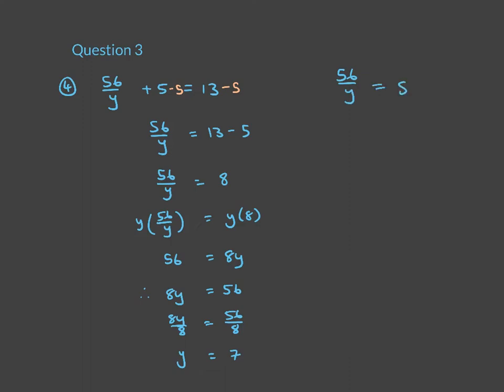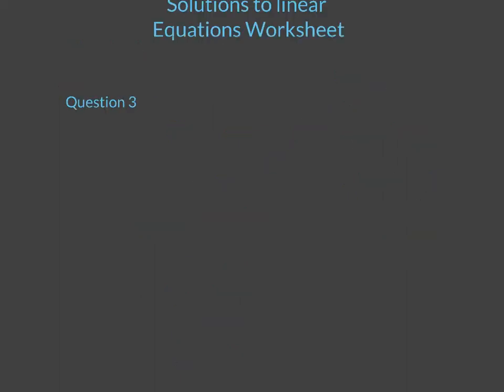But we could have done as well another way to get the 56 over y is equal to 8. We could have got the denominators the same. 56 over y is equal to what over y? So it's 8y over y. So 56 is equal to 8y. That means 8y is equal to 56. So y is equal to 56 divided by 8, which is 7.